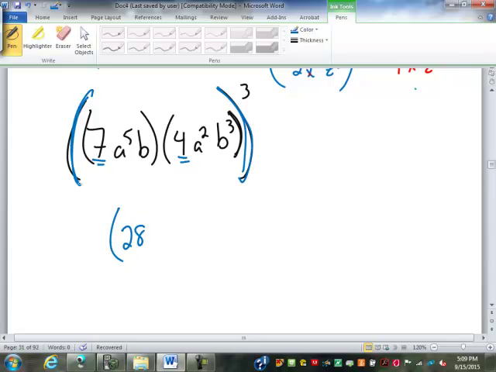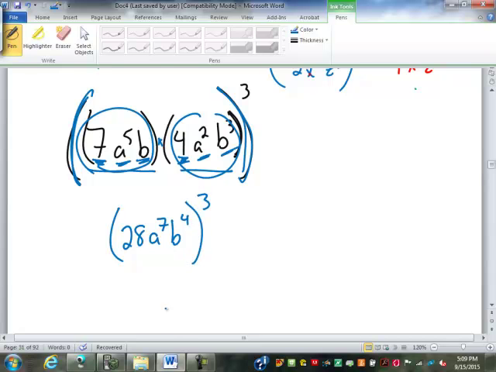Because we're inside the parentheses here, those two have to be multiplied. There's nothing to do inside this one. So I'm combining the two because they're multiplied. So I'm doing 7 times 4. It's 28. A to the 5th times a to the 2nd is a to the 7th. B times b to the 3rd, b to the 4th. Good. And this is all still to the 3rd power.